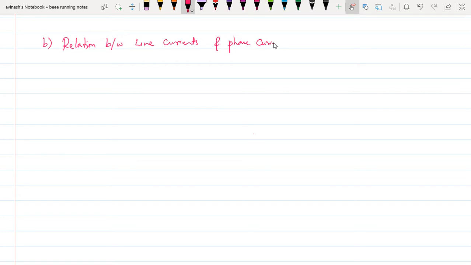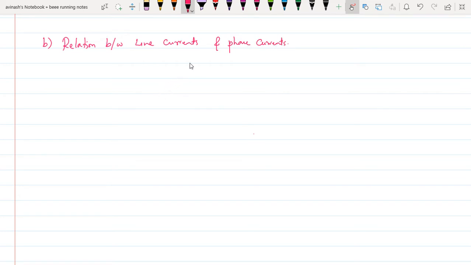Hello students, in today's lecture we will discuss the part B section, the relation between line voltage and phase voltages in star connected loads. So this will be the B bit, called relation between line currents and phase currents.